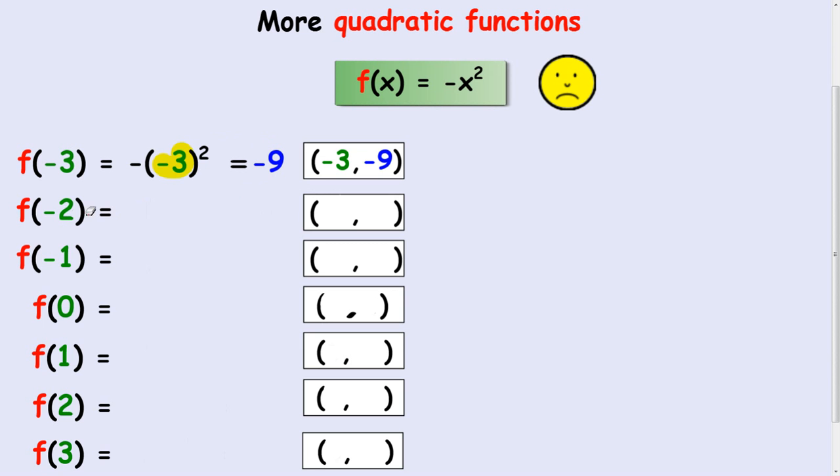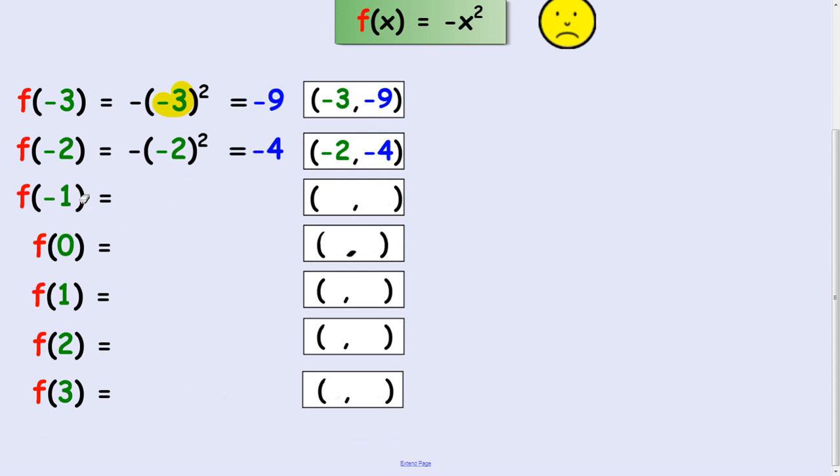Now the same thing is going to happen with the negative 2. You're kind of doing the negative of negative 2 squared. So do this bit first. Now negative 2 squared is 4, but you take the negative of that, so it's negative 4. So the coordinate they generate is negative 2 going in and negative 4 coming out. If you put negative 1 in, you're going to get the negative of negative 1 squared. Now doing this part here, negative 1 squared is 1, and then negative of that is negative 1. So negative 1, negative 1. Putting the 0 in, you're going to get negative of 0 squared, so that's just 0.